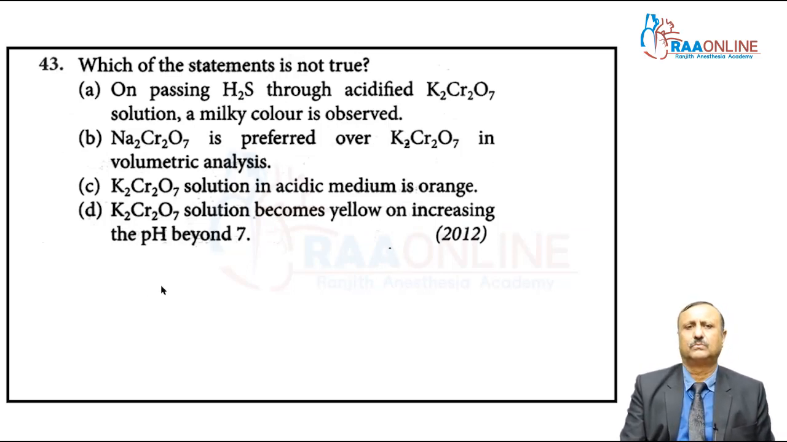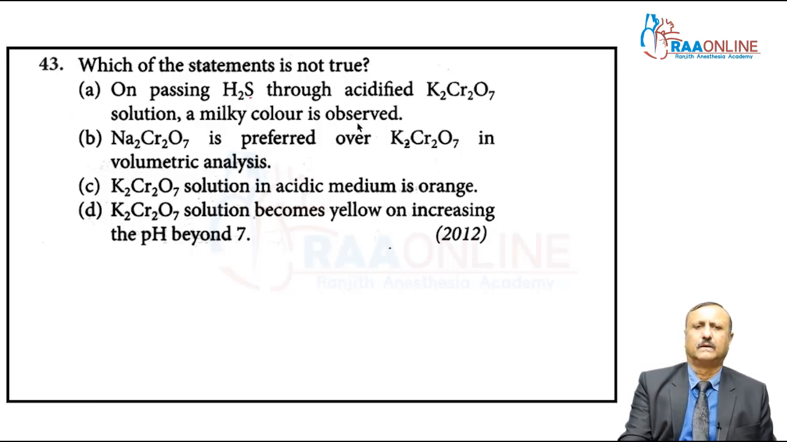Which of the statements is not true? On passing H2S through acidified K2Cr2O7 solution, a milky color is observed. Yes, milky color of sulfur is observed there. Option C, K2Cr2O7 solution in acidic medium is orange. Yes, it is orange color. K2Cr2O7 solution becomes yellow on increasing the pH beyond 7. Yes, when the pH is increased, the color of the K2Cr2O7 is yellow due to the formation of chromate. Now, we can see sodium dichromate.